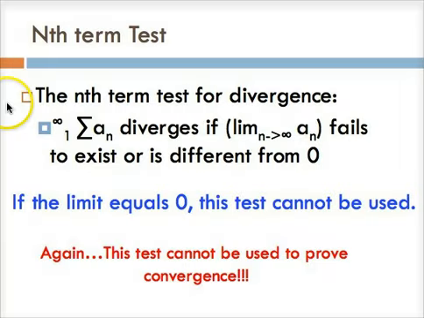Okay, here is the definition of the nth term test. If you have a series, a sub n, from 1 to infinity, or actually anything to infinity, that series will diverge if the limit of the sequence fails to exist or is different from 0. So in other words, if the limit equals 0, this test cannot be used. If the limit is anything other than 0, it proves the series to be divergent.